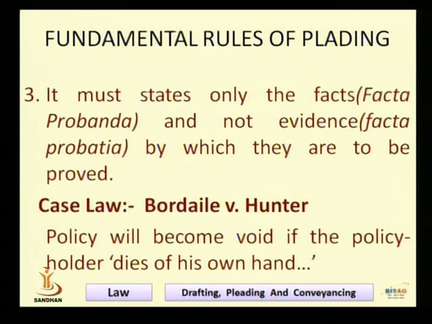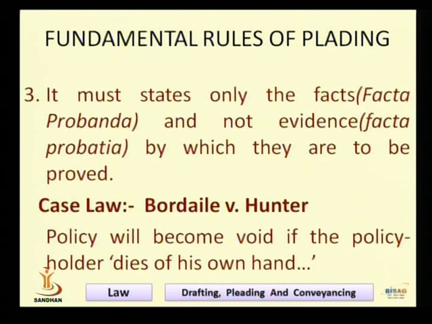Facta probanda means the material facts, and facta probantia means the evidence. So, pleading must contain the facts and facts only, but it must not contain any evidence. On which basis of evidence one is going to prove the contentions can be produced later on in another stage of suit, but not at this first stage.